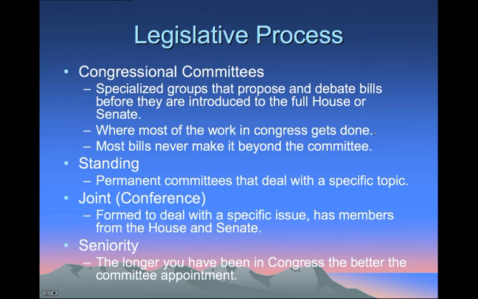An important committee, again, as I mentioned before, is the Budget Committee. So people that are in the Senate or the House of Representatives that have been there for a while, they'll want to be on the Budget Committee because that's very important. And so the longer they've been there, the more important the committee they can attend.